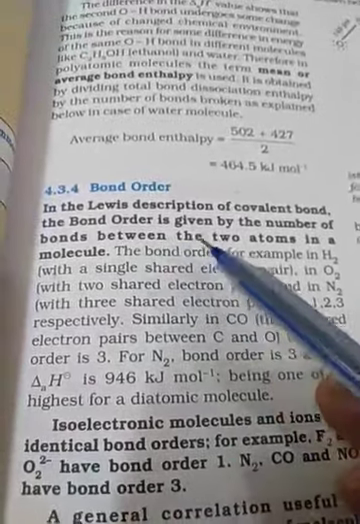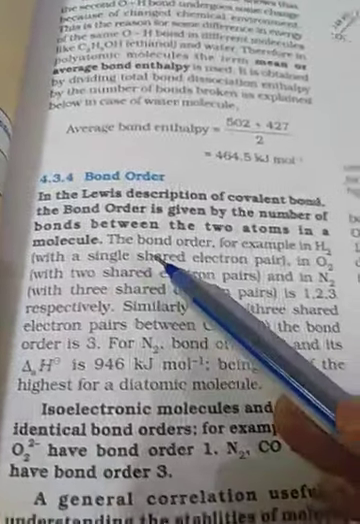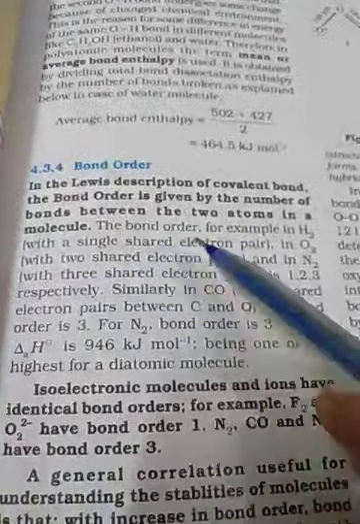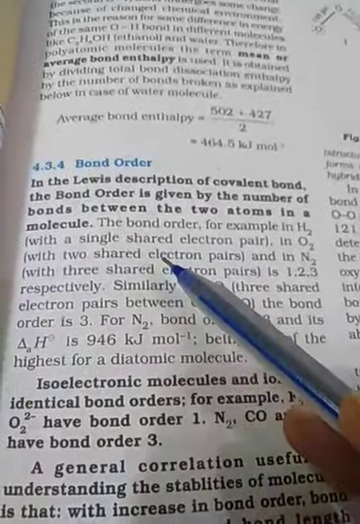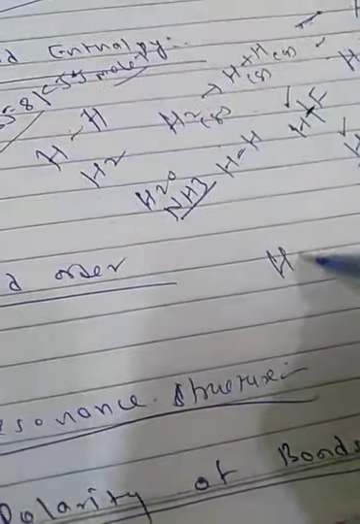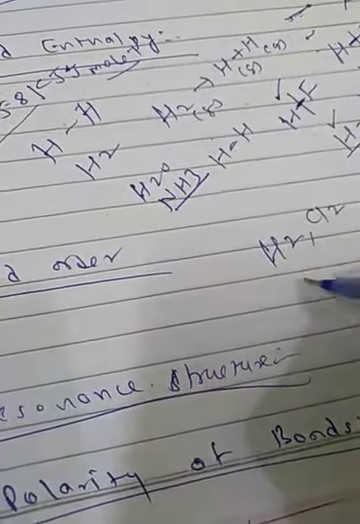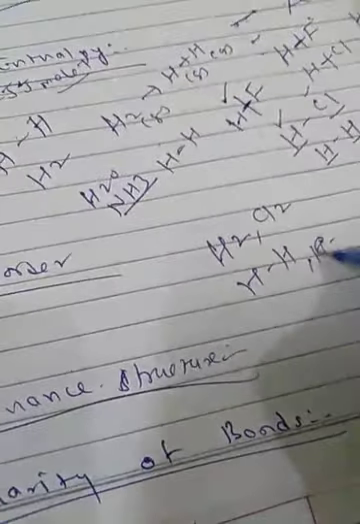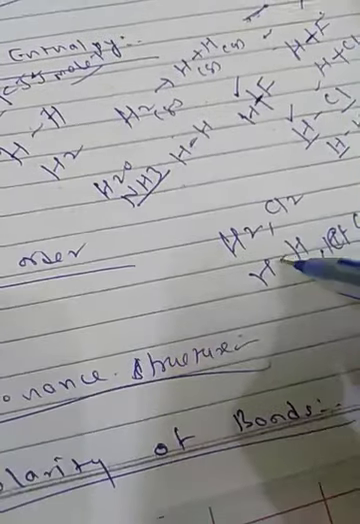Okay, followed? Now next, what is bond order? 4.3.4. In the Lewis description of covalent bond, the bond order is given by the number of bonds between the two atoms in a molecule. For example, see, bond order for H2 or Cl2, H-H, sorry, Cl and Cl, only a single bond. So bond order is 1.